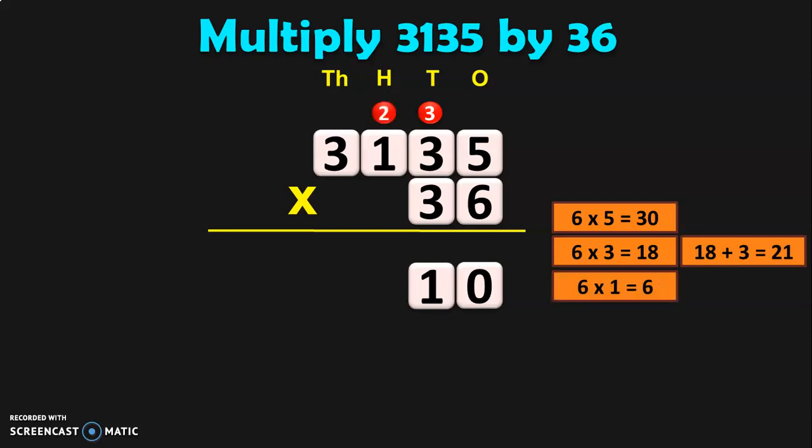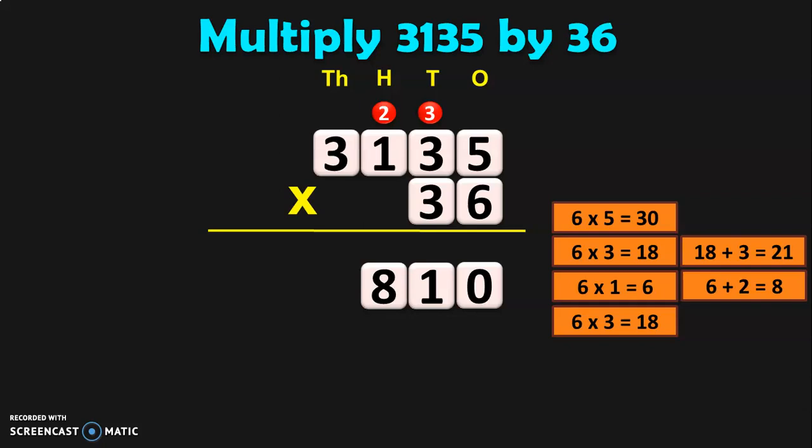Next 6 into 1 is 6. 6 plus 2 is 8. Then 6 into 3 in the thousands place will give you 18. So 8 in the thousands place and the 1 will be moving to the 10,000s place. So we will get 18,810 as the result for the product of 3,135 into 6.